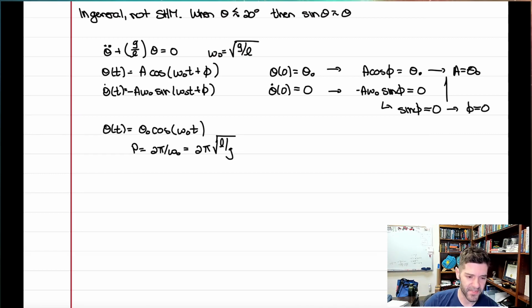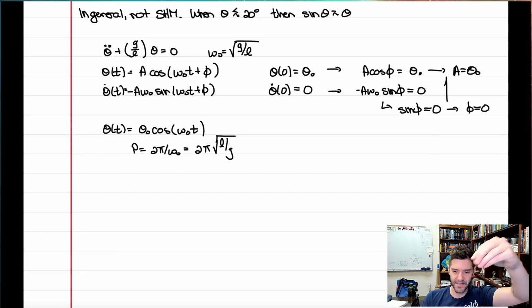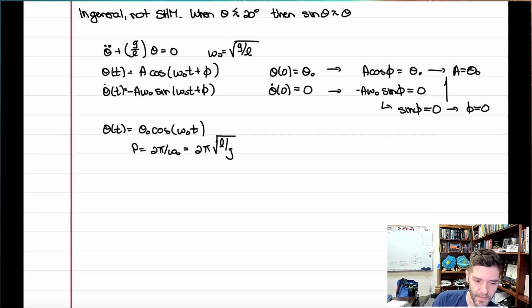And again, does that make sense? Longer pendulum, it takes longer for it to get back to where it started. That kind of makes sense. So the longer it is, the farther that bob has to move. Stronger gravity, which is what's causing all this motion, makes the period smaller. And that kind of intuitively makes sense as well.